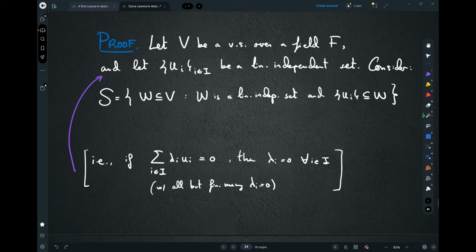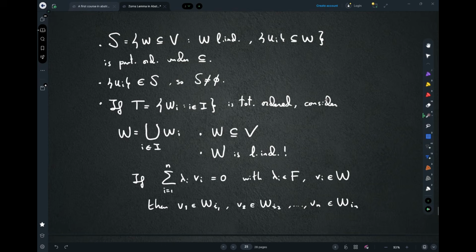And now let's find a partially ordered set to use Zorn's lemma on. What I'm going to do is use linearly independent sets that contain this initial independent set. Is that a partially ordered set? Yes, it is a partially ordered set under inclusion. It is non-empty because this set of the UIs is already one of those W's. So this set is in S.